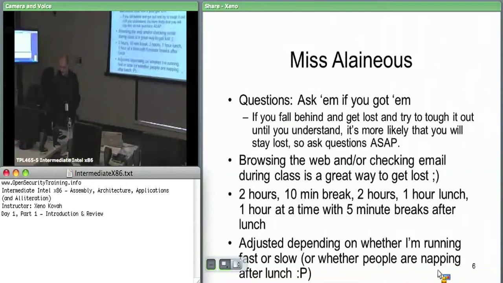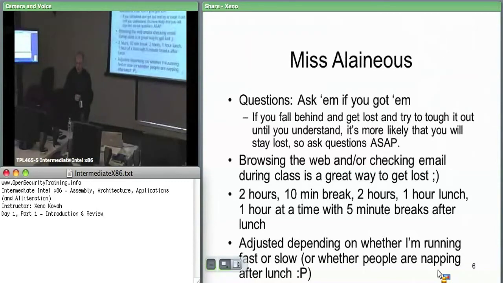And if you're checking the web and reading email in class, that's a great way to get lost. When we have full classes, I always see one or two people who are so busy, they have to keep checking their email, they get lost, and then they take it multiple years in a row.